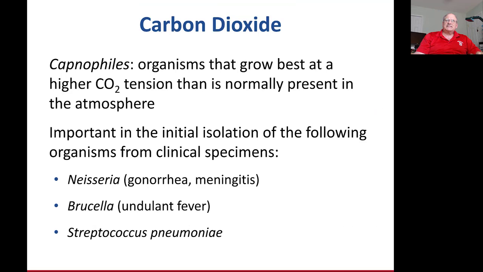Capnophiles. Now, capno, if you remember, is CO2 in Latin, carbon dioxide. These are organisms that grow best at higher CO2 tension than normal, and this is important in the initial isolation of organisms from clinical specimens. Neisseria gonorrhoeae and Neisseria meningitidis are the two that cause the STD and meningitis. Brucella causes undulant fever, and then Streptococcus pneumoniae. Believe it or not, we breathe out CO2, so you can imagine that we might see these organisms deeper in the lung because of the higher tensions of CO2.